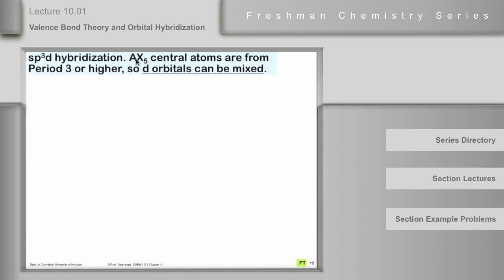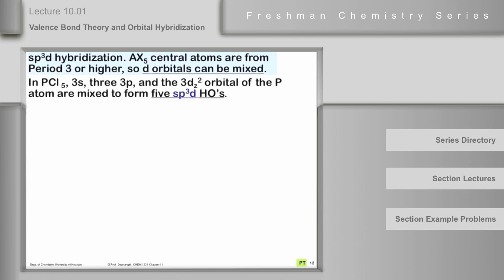The reason something can't exceed an octet is if it only has s and p orbitals available, it can only accommodate 4 electron groups, period. But if its Z is 13 or above, then d orbitals can be mixed in to these hybrids. And in fact, the AX5 case and every other case that has 5 electron groups can be described by sp3d hybridization. Sometimes this is written dsp3. Both of those are equivalent, according to me.